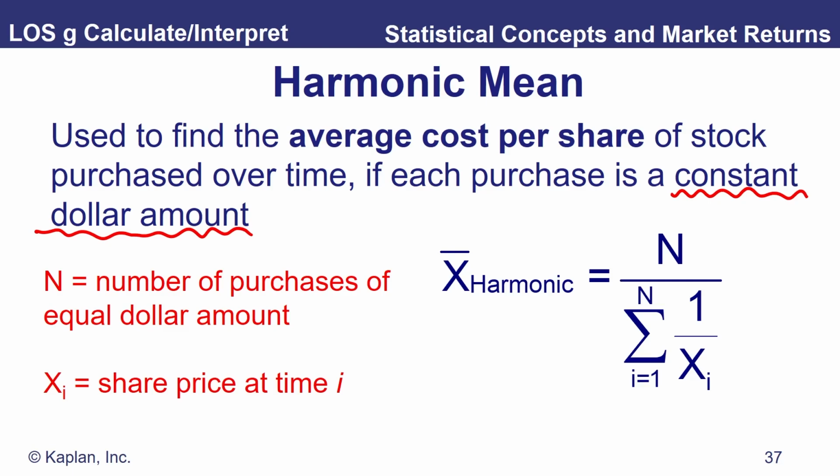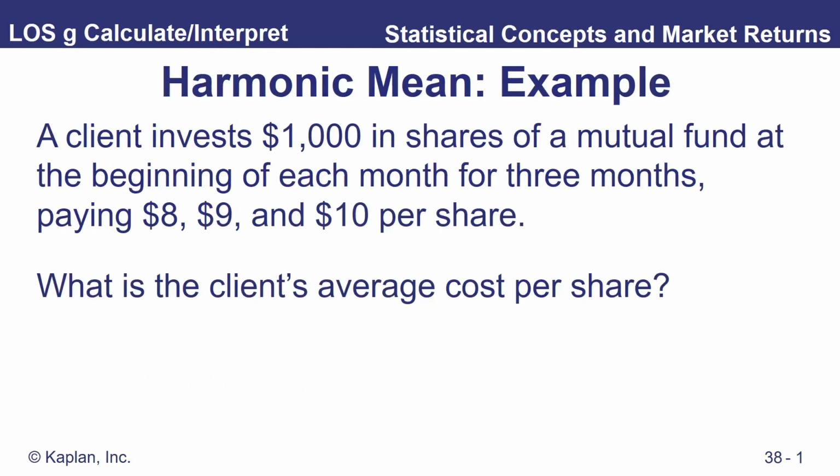Okay, so you can see our harmonic mean is calculated as N, the number of purchases of equal dollar amount, over the sum of 1 over XI, where XI is the share price at time I. Okay, looks a bit complicated, but let's actually break it down into an example, and you'll see it's really simple, and we'll see what this formula is actually doing.